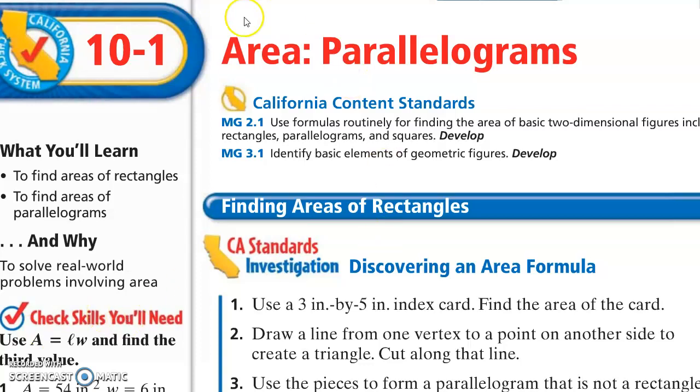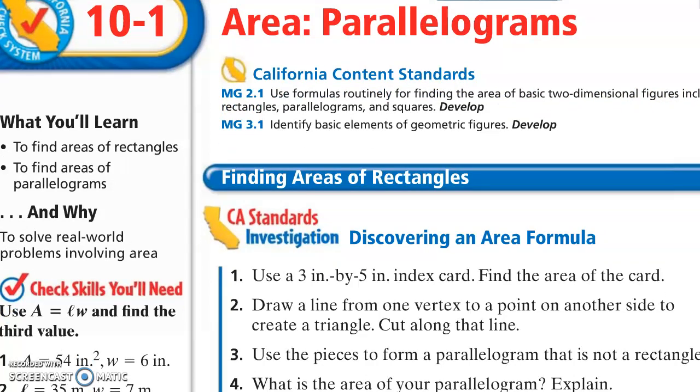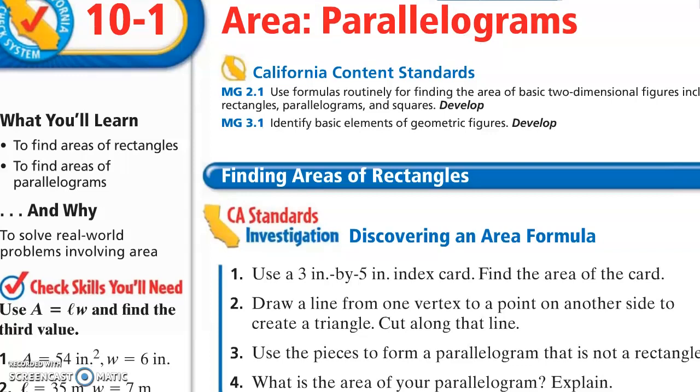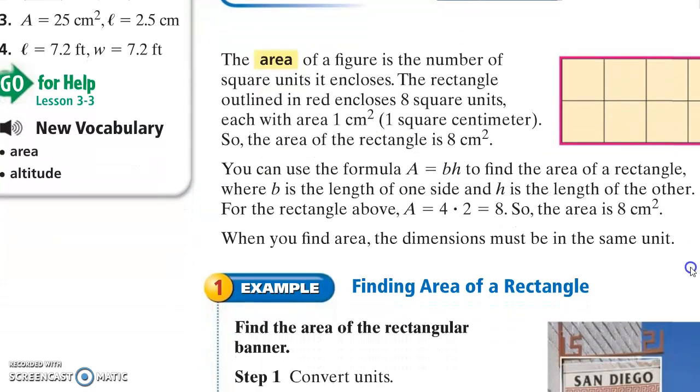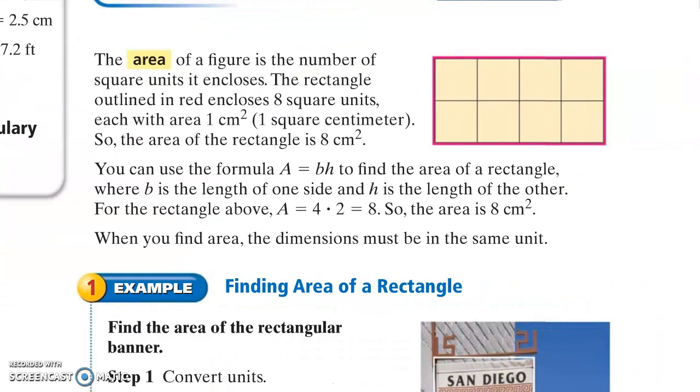Today we're going to be talking about area, specifically of parallelograms. We've talked about these types of shapes before, and if you remember, a parallelogram is a quadrilateral, meaning a four-sided figure that has two pairs of parallel sides. Here's an example of a parallelogram. This one's also called a rectangle, right? I have two sides that are parallel and another two sides that are parallel.